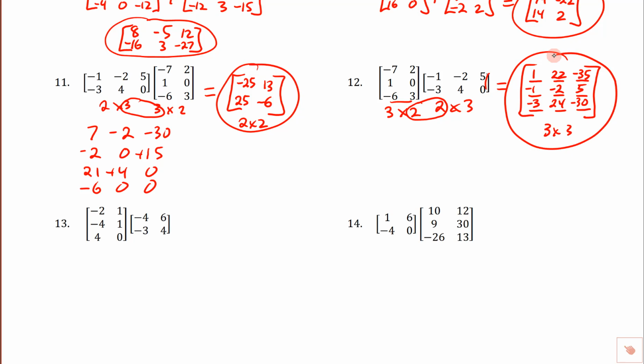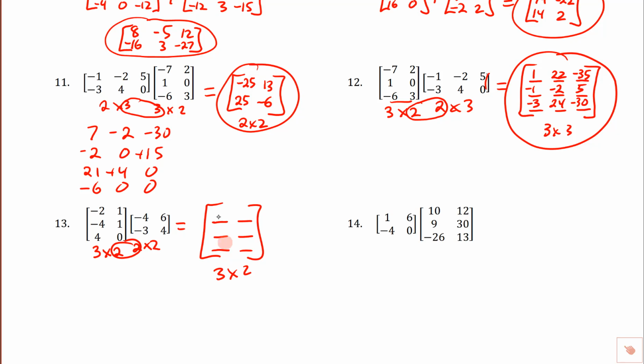So let's take a look at this one. This one has 3 rows and 2 columns. This one has 2 rows and 2 columns. The inner dimensions are the same, so the resultant is going to have 3 rows and 2 columns. So we're looking for something like this. All right, so I got my blank spaces in there. I'll make that one look just a little bit better.